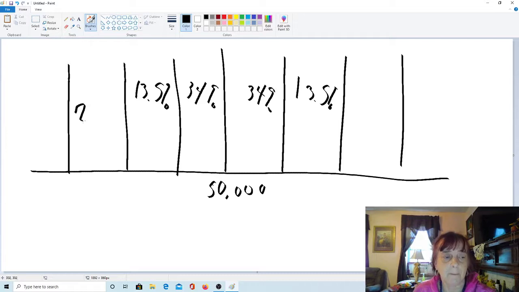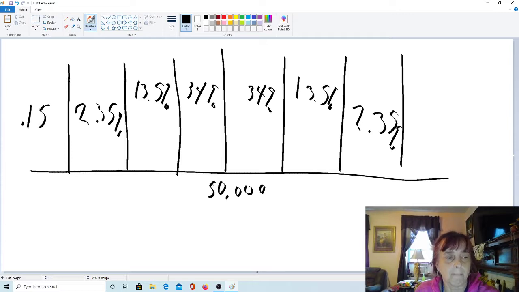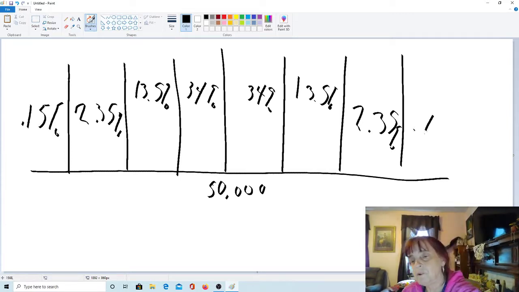2.35% is here. And 0.15% is here. Okay, so 50,000 is the mean.